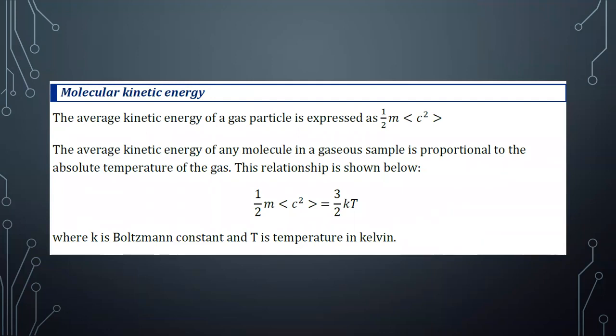Then the molecular kinetic energy, or kinetic energy of the molecule. The average kinetic energy of the molecule in a gas is proportional to absolute temperature. As we know, kinetic energy is proportional to temperature. Kinetic energy is given by half mv square, and whenever we substitute v here, v is the root mean square speed. The bar is a sign which we use for average, so this is the average speed square, or root mean square speed square. So it is proportional to temperature.